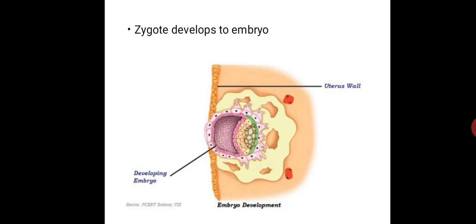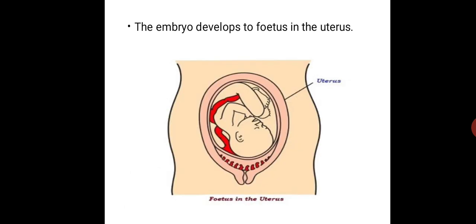So the zygote will develop to embryo. Okay, and the embryo develops to fetus in the uterus. You can see the fetus. So it is the fetus that will now develop and a baby will be formed.